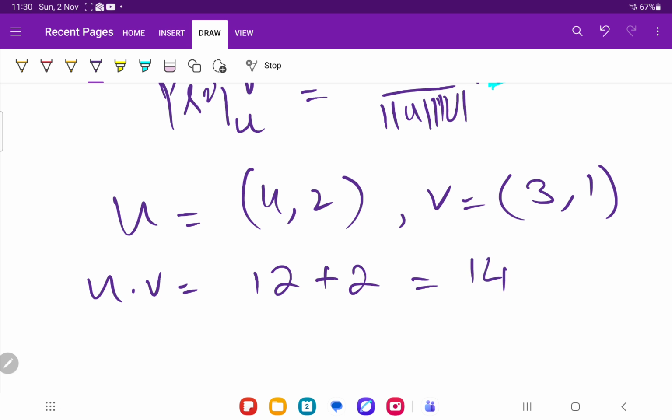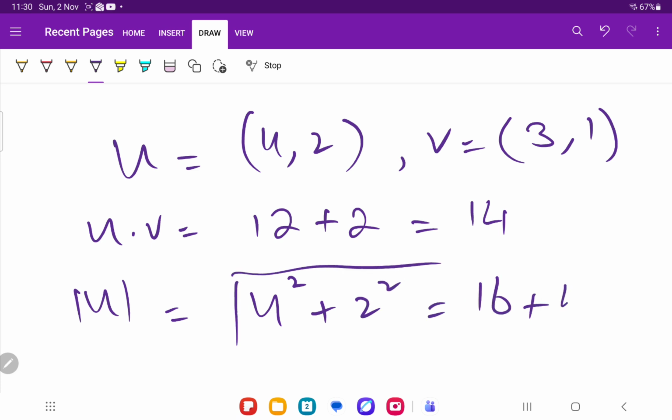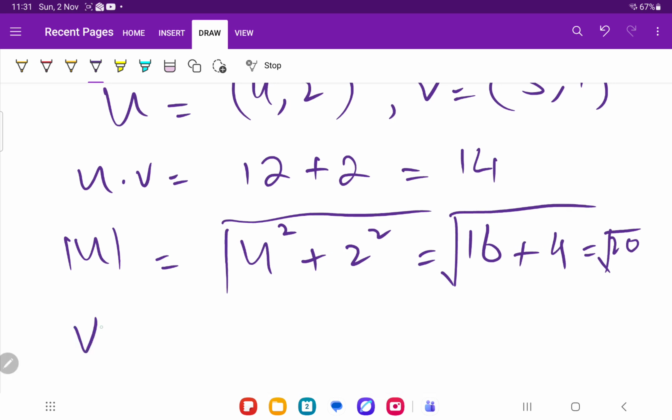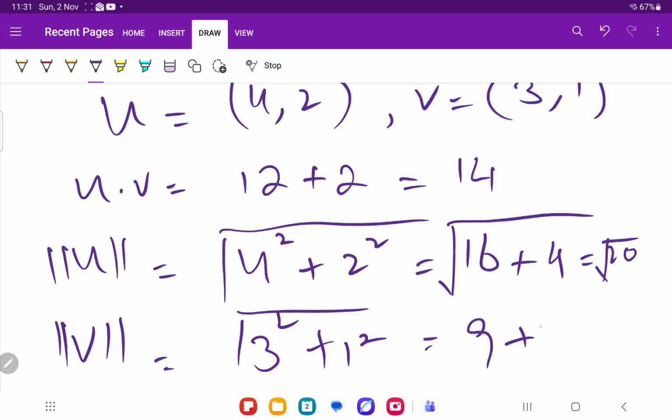Now we need to find the norm. Norm of u is 4 square plus 2 square. Answer is 16 plus 4, square root of 20, isn't it? And then the norm of v is 3 square plus 1 square. 3 square is 9, 1 square is 1. Answer is 10.